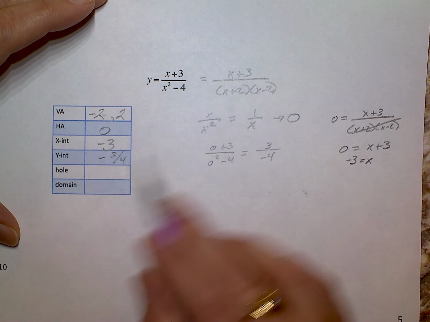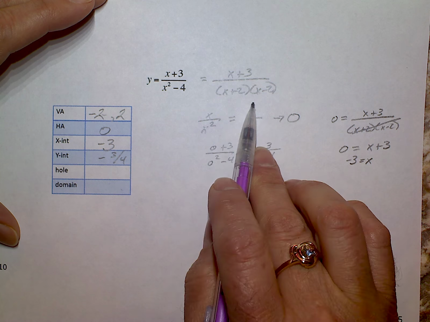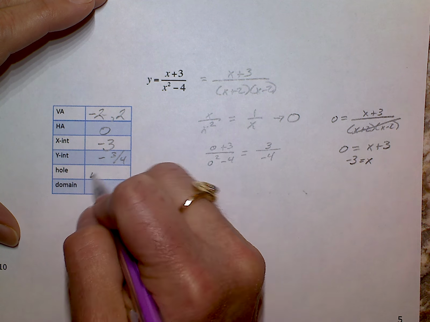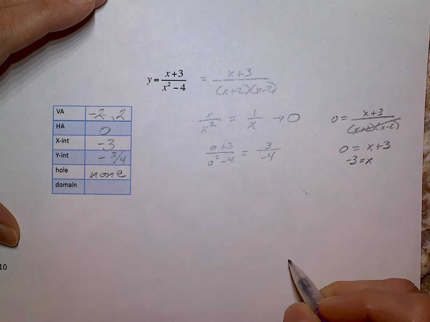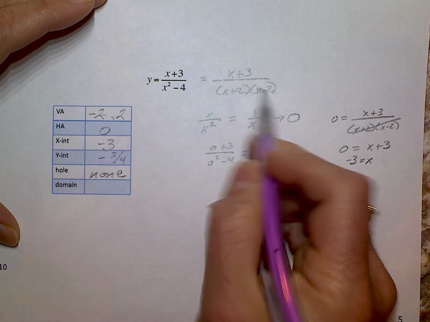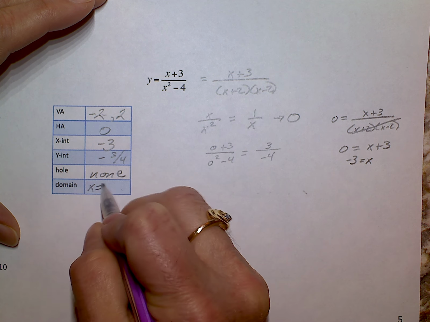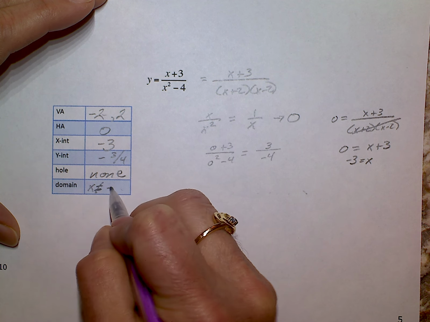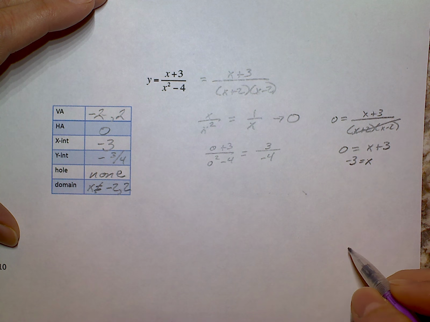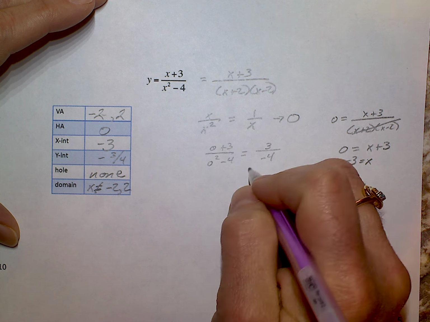For the hole, did I have any common factors to cancel out? No. So no hole. The domain is what makes the denominator 0, and so x cannot equal -2 or 2. All right, we are ready to graph.